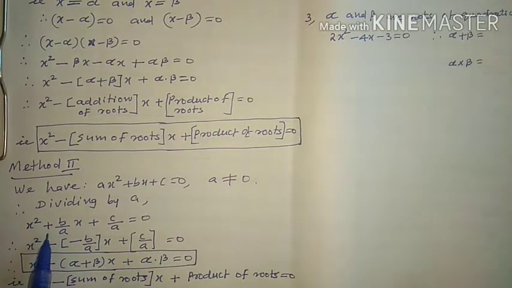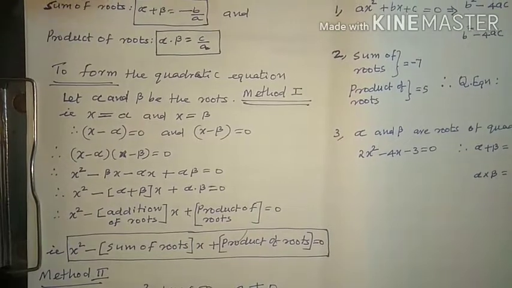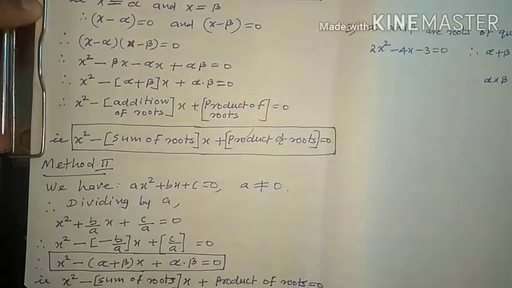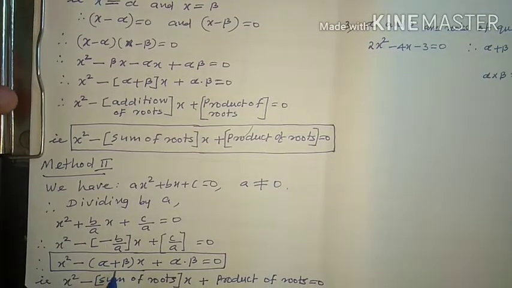This plus quantity we write as minus into minus plus. So this x square, this plus we change into minus, minus b by a times x plus c by a equal to 0. But we know minus b by a is what? Sum of roots. Minus b by a is sum of roots. c by a is product of roots. That's here: minus b by a sum of roots, c by a product of roots equal to 0.